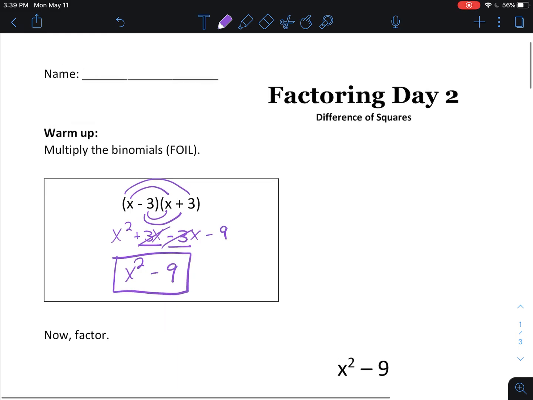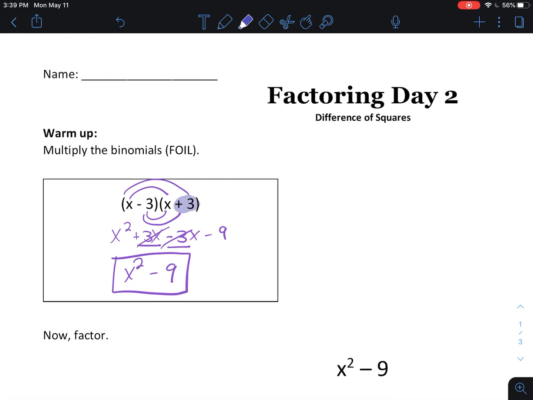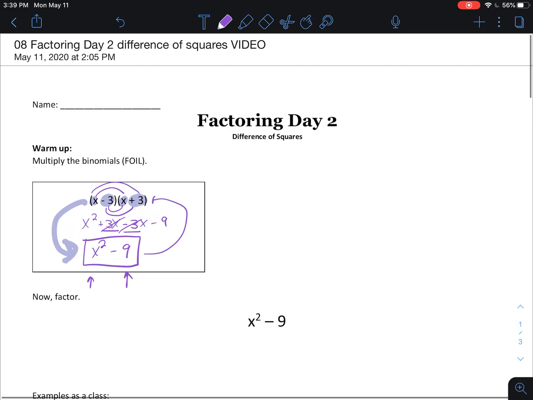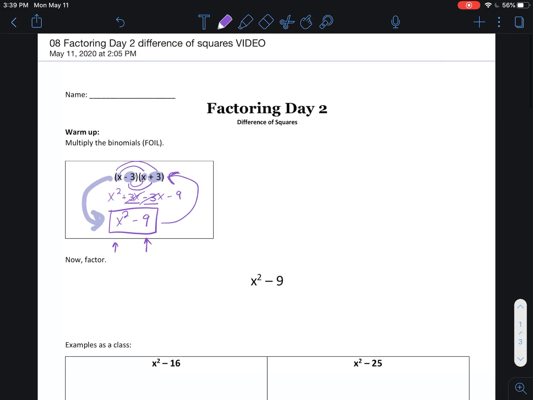So look what happens. We have a positive 3, we have a negative 3, and then they're both x's. Well, what we get out is a special type of quadratic. Okay, it's called a difference of squares because x squared is a perfect square. 9 is a perfect square, so it will always factor into something that looks like this.